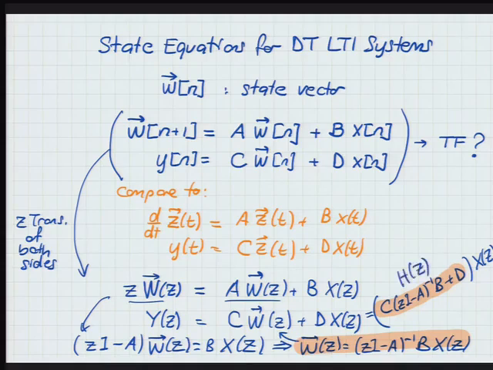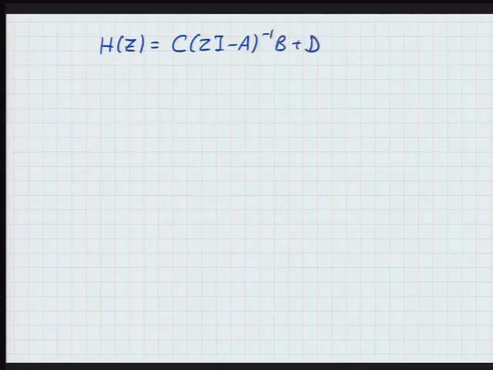Does that look familiar? When we took the Laplace transforms of the continuous time state equations, the transfer function had the same exact form. It was C times sI minus A inverse B plus D. So really it's the same formula, just s becomes z. All right, so that's convenient, one less thing to remember. So just to summarize, H of z is C times zI minus A inverse B plus D.